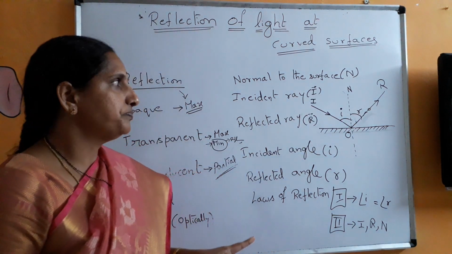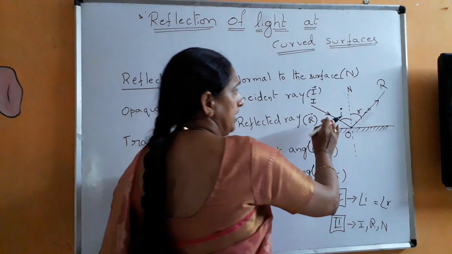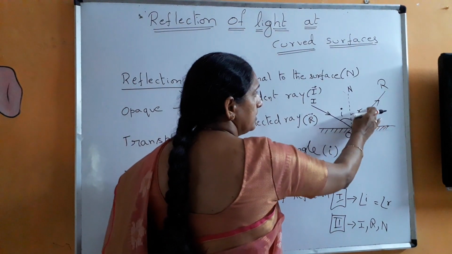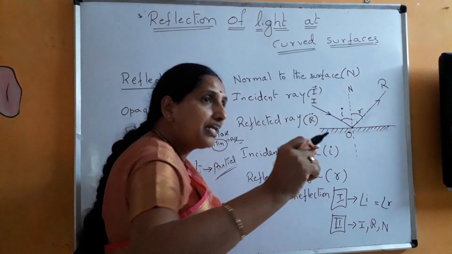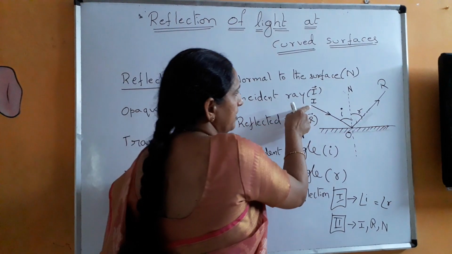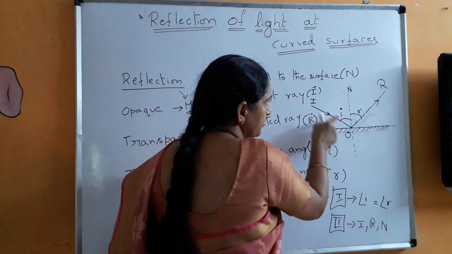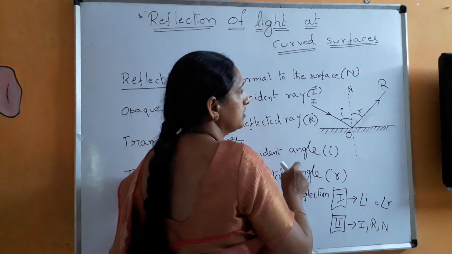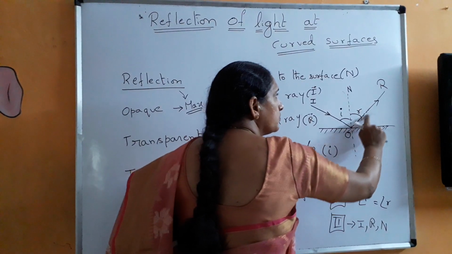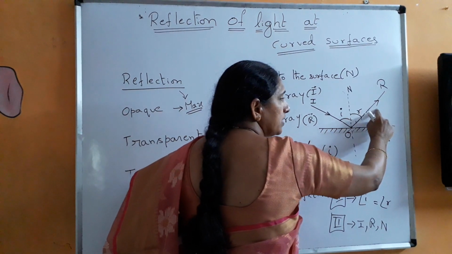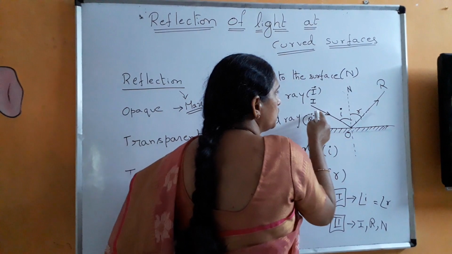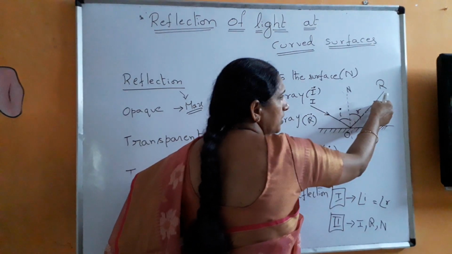Is that clear? Can you observe one thing? I have put the directions of how the ray is moving. The incident ray is coming and hitting the surface, therefore this is how the arrow mark is. The reflected ray is moving back into the same medium or same plane, so the arrow mark is away from the mirror. This is towards the mirror, this is away from the mirror.